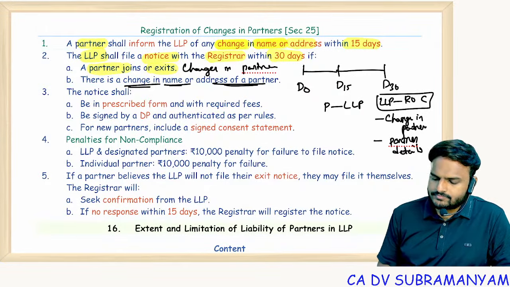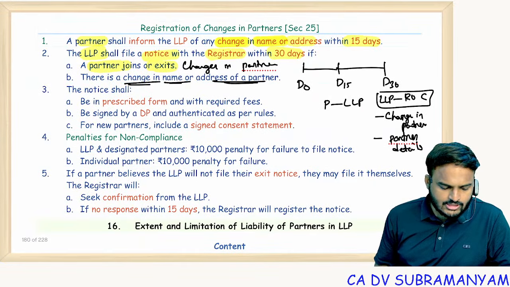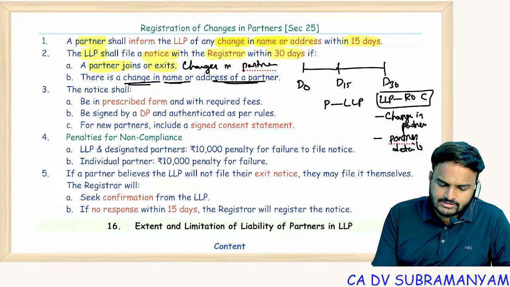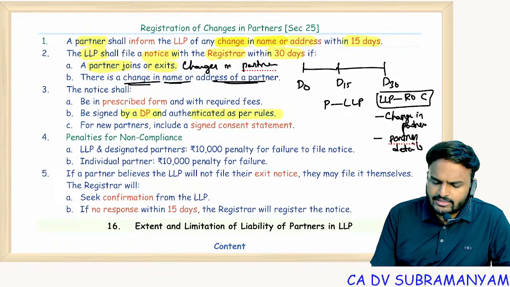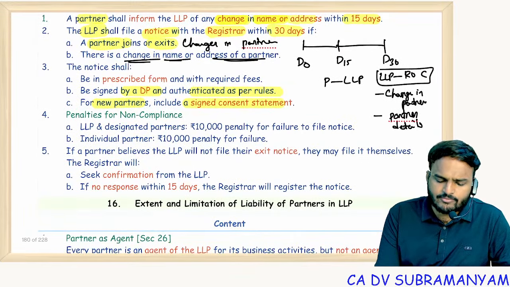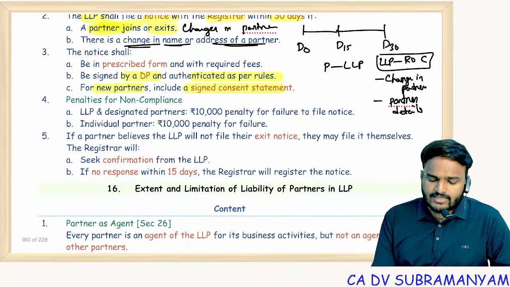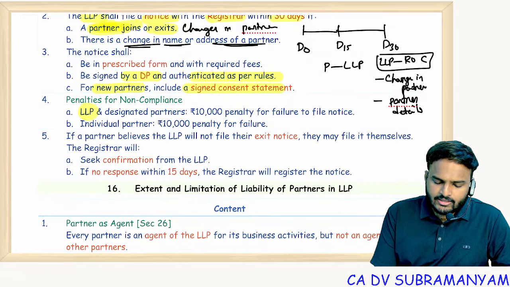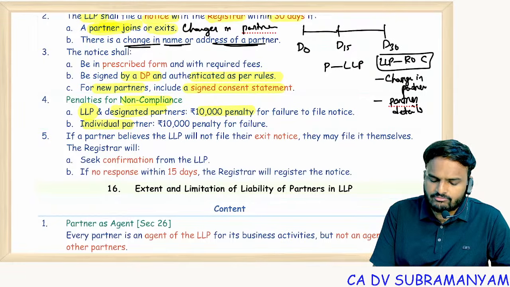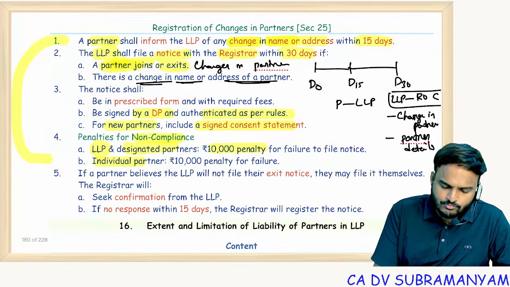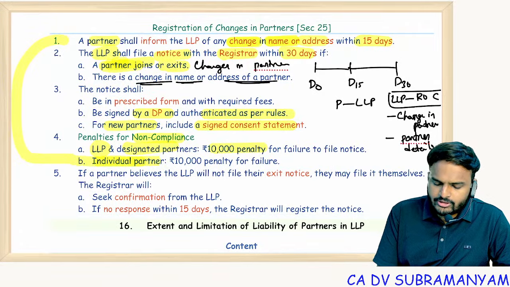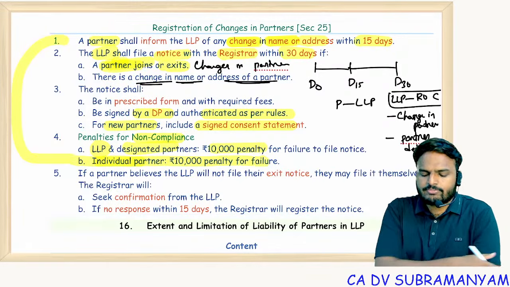Next. The notice shall be in the prescribed form with the required fees, signed by a designated partner, authenticated as per the rules. For new partners, include a signed consent statement. So for admission of a partner, that fellow has to sign, that fellow has to give a written consent before becoming a partner. File that written consent with ROC. The LLP and designated partners are liable for non-compliance, with a 10,000 penalty. The individual partner who failed to communicate his changes also faces a 10,000 penalty for failure.